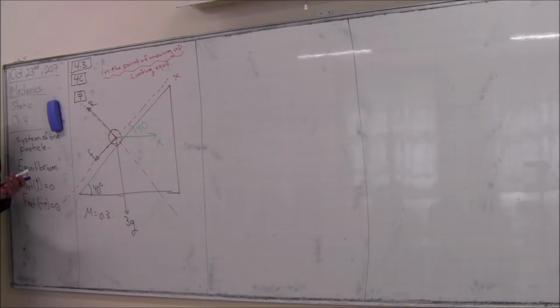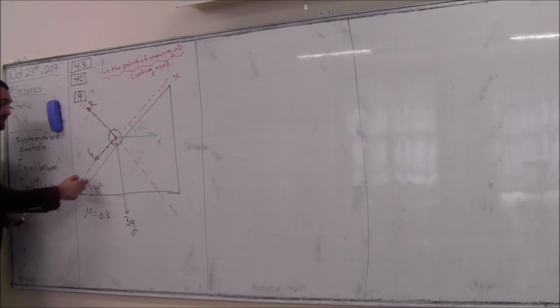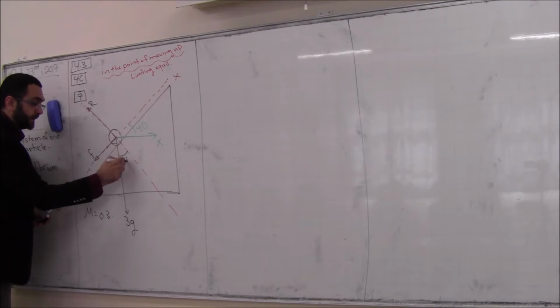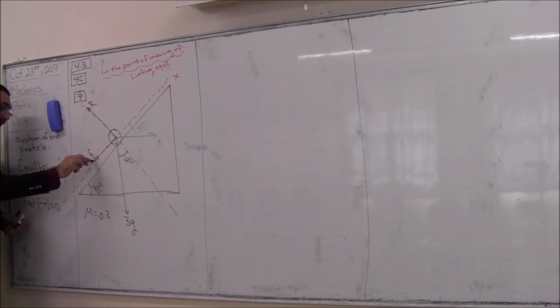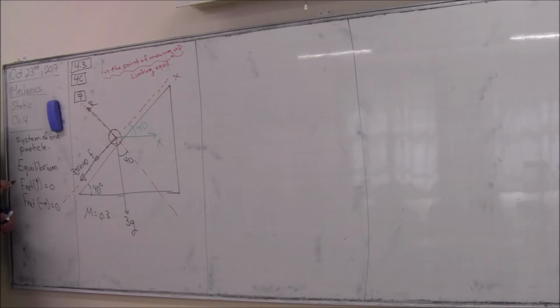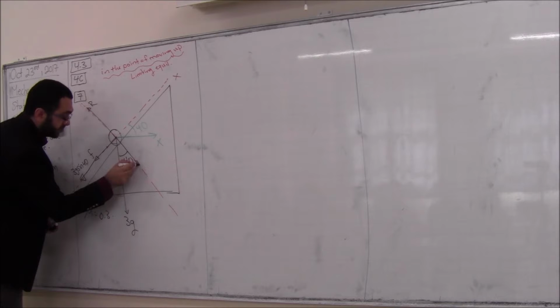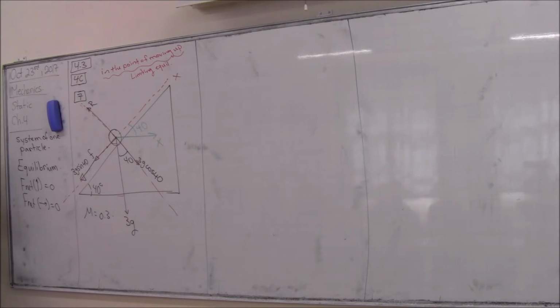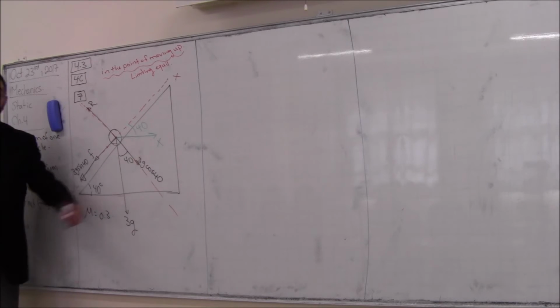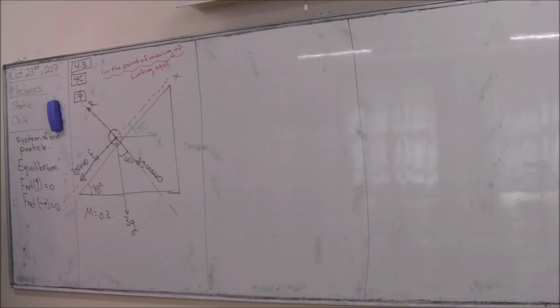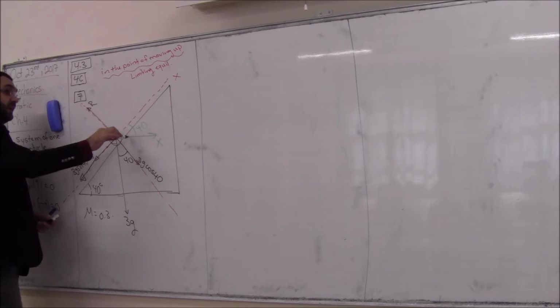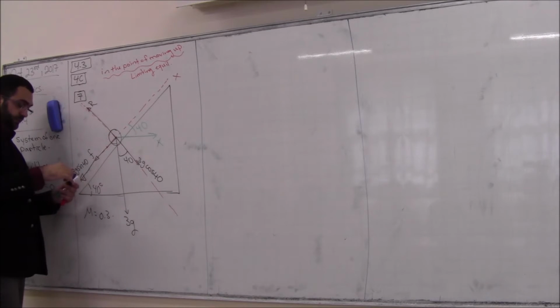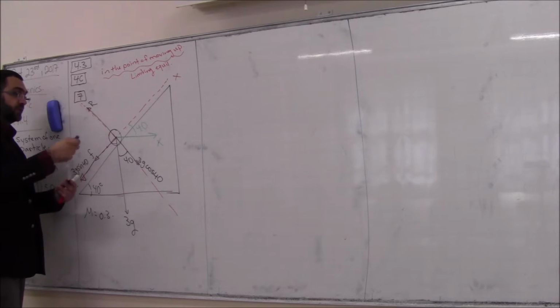So again, directly, without deep thinking, this is 40, this is 40. And always, down the plane, what do we have? 3g sine 40. Here, 3g cosine 40. So 3g sine 40, 3g cosine 40. Any question? Sure? What I have to resolve also is x.